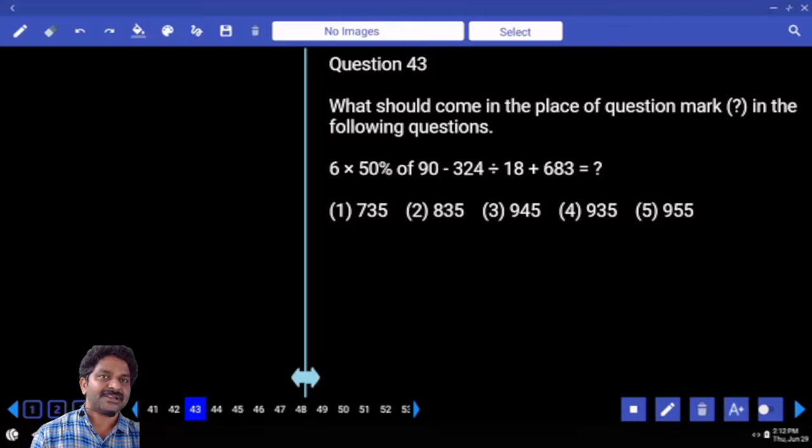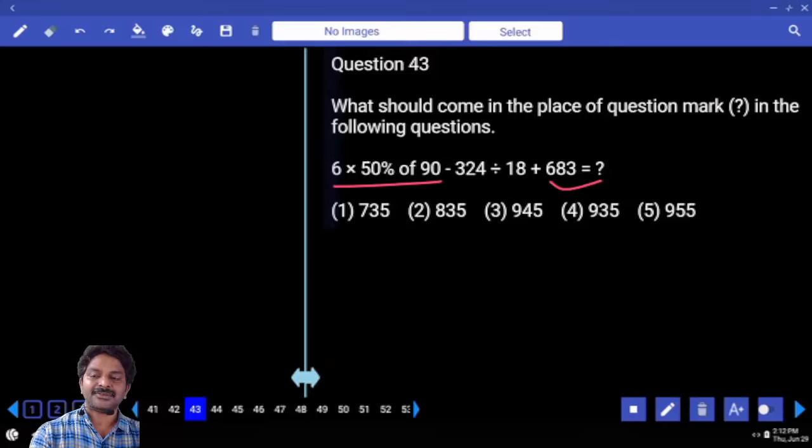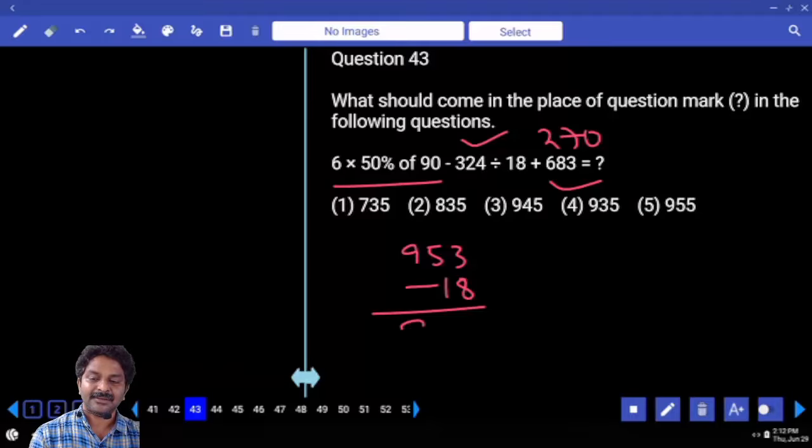Here also all the options are ending with 5. 50% of 90, let's calculate this first. 45 into 6 times, in the sense double, triple. 45 double is 90, triple is 270. And the other positive number is, and to that if you add 270, that is 953. And this is 18 square divided by 18, and you need to subtract 18 from that. Answer 935.